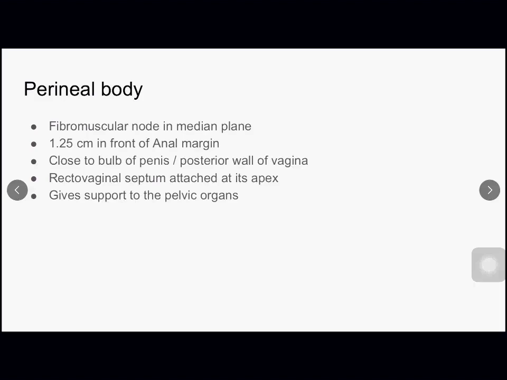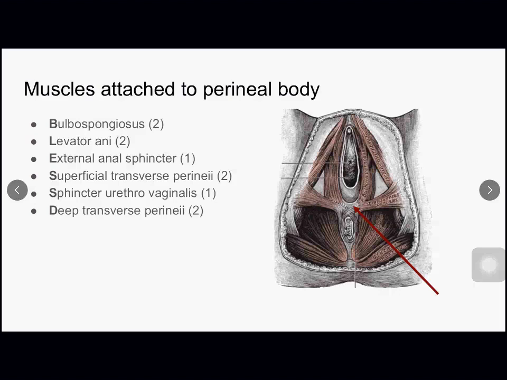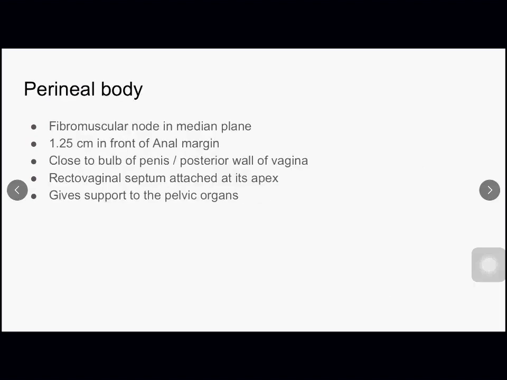Now I'll talk about the third thing, the perineal body. What is this perineal body? It is a fibromuscular node which is located in the median plane. So this is your perineal body. It is present 1.25 centimeter in front of the anal margin, posterior to the bulb of penis, or posterior to the posterior vaginal wall.